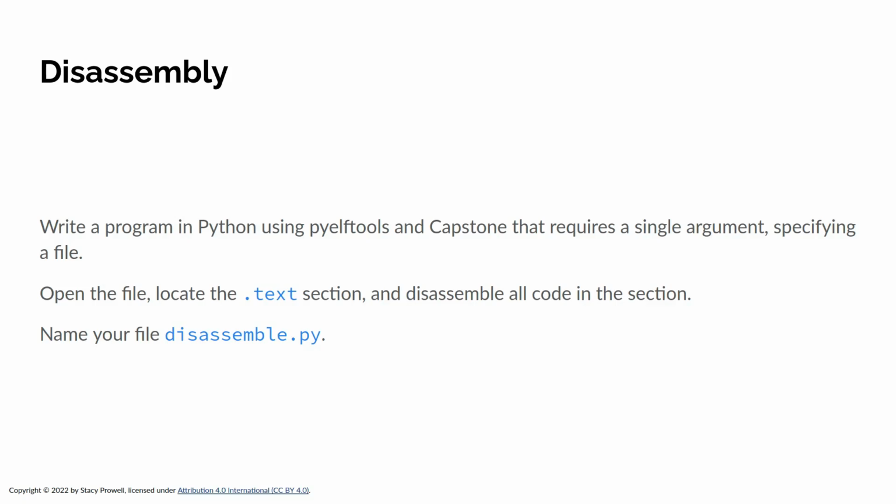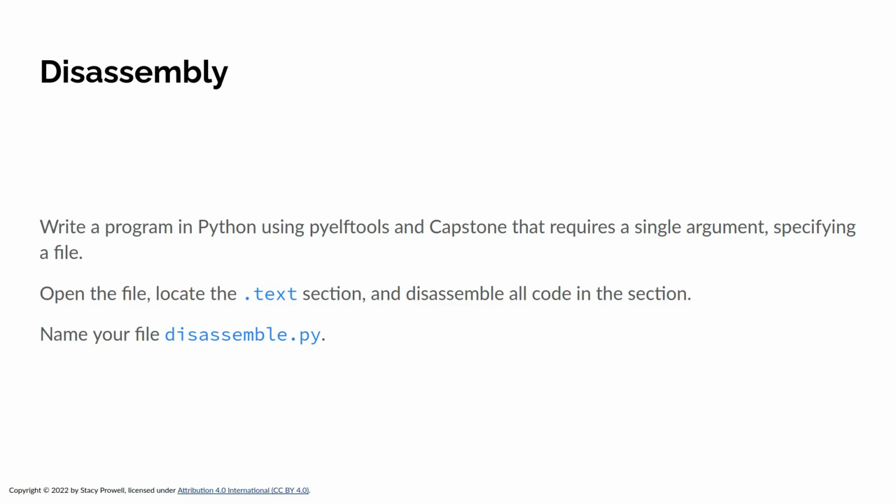There's homework. Write a Python program using PyElf tools and Capstone, which we've talked about, and there are examples of using those in the previous lecture, that takes a single argument which specifies an executable file. Open the file, locate the .text section, and disassemble all the code in that section. Now you saw me do that last time, but I sort of did it in an ad hoc way.